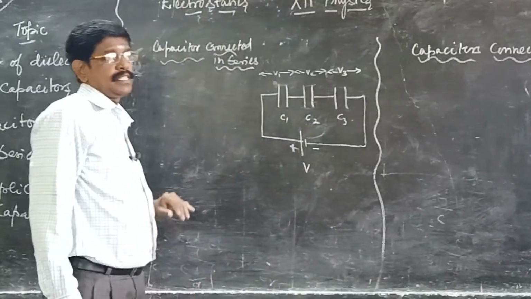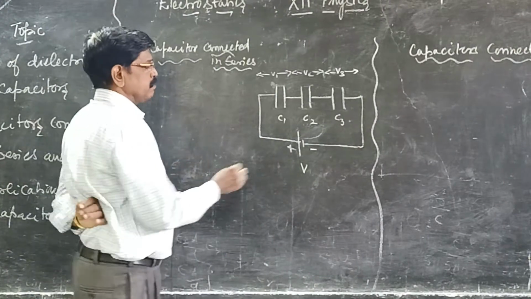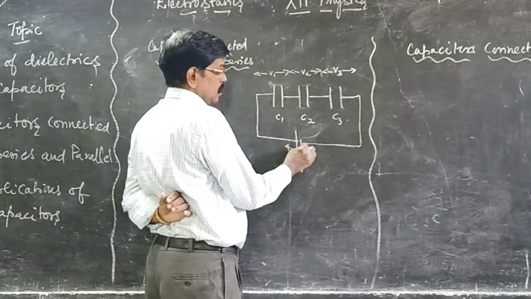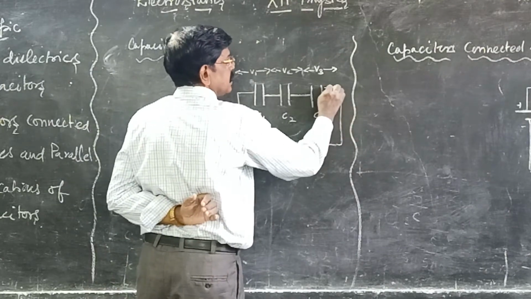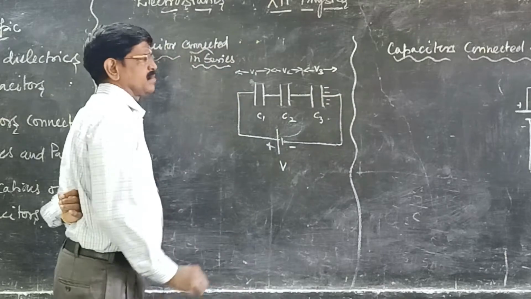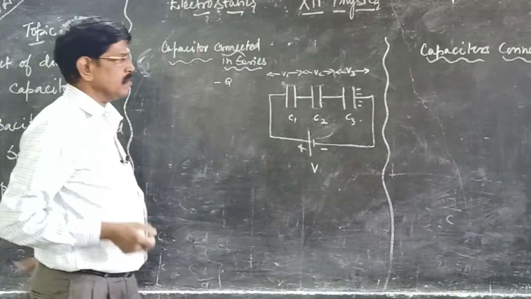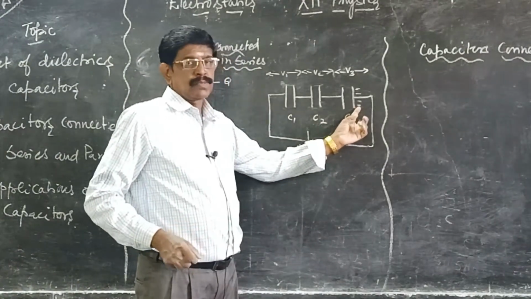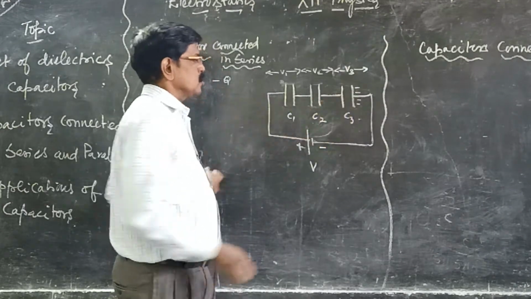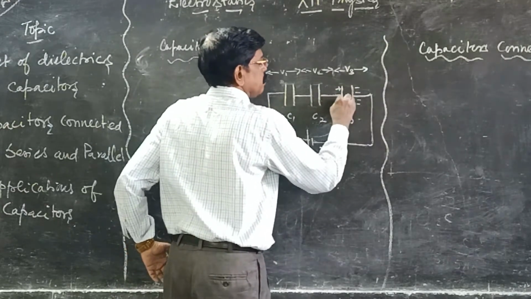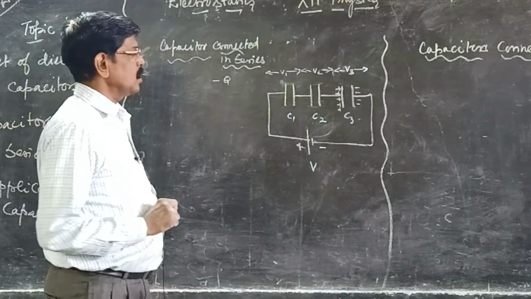Now let us talk about the series connection. When it is connected like this, the negative charges from the negative terminal of the battery will flow and accumulate some amount of charge, say minus Q, moving towards this plate. This will cause the same amount of electrons to be repelled from the other plate, making this plate positive. The same amount of positive charge is induced.